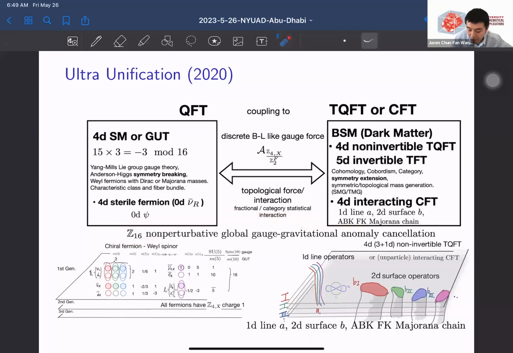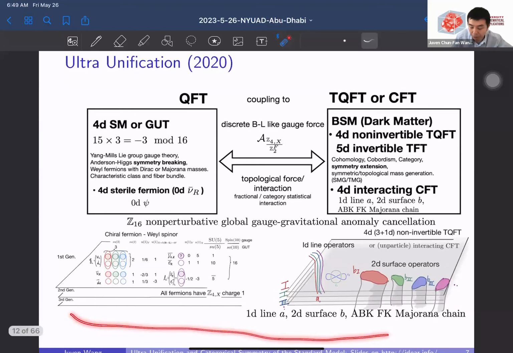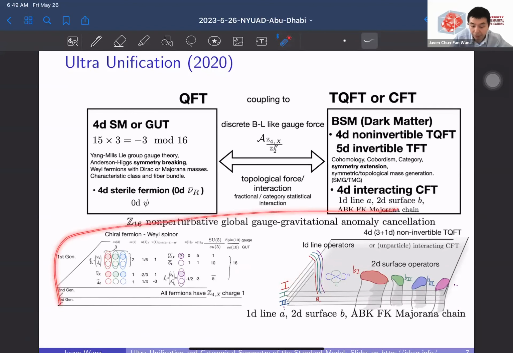The construction might involve more line and surface operators, which people love to study, but now there's a purpose to study them for BSM, and they are constructed also from this Atiyah-Brown-Kervaire or Wen-Kitaev type of Majorana chain invariant. So this is a cartoon picture of how these things talk to each other, put together.